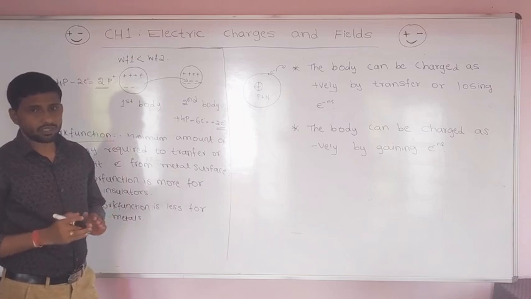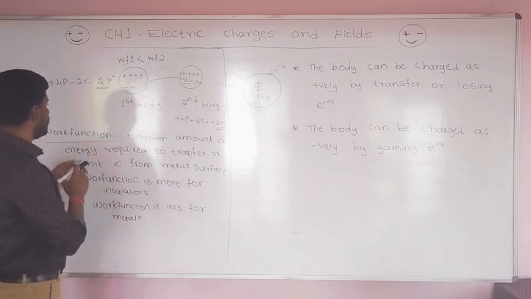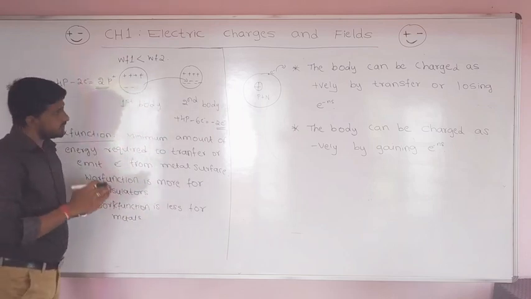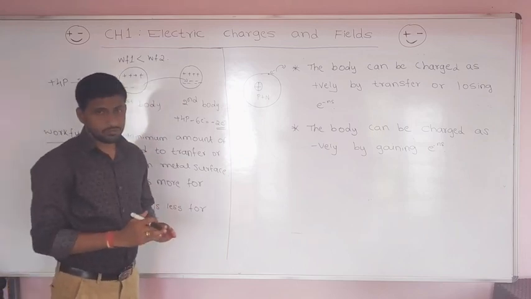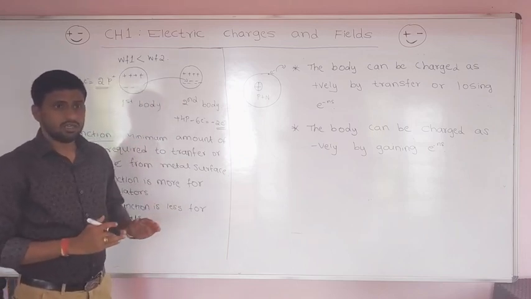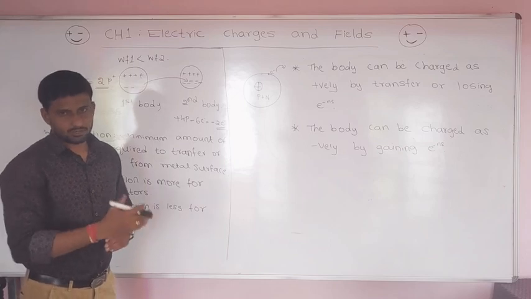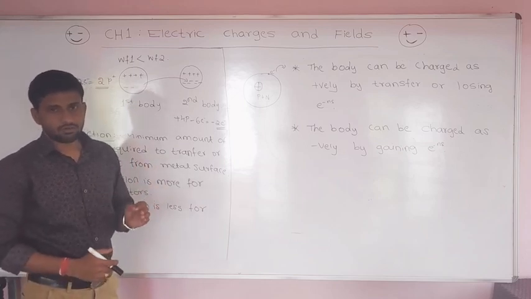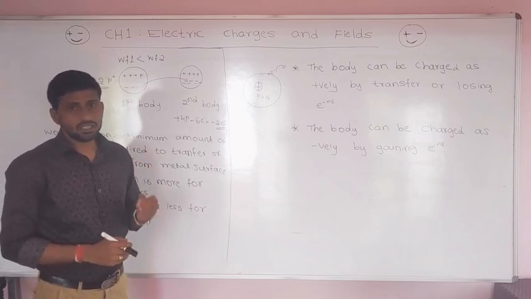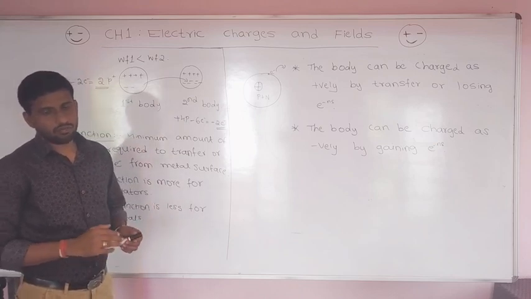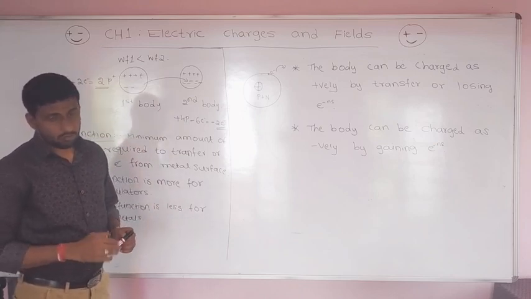Here the very important thing is the work function of the object. The object which has a lower work function is the one from which the transfer of electrons takes place, because that object requires a small amount of energy to transfer an electron from one body to another body.